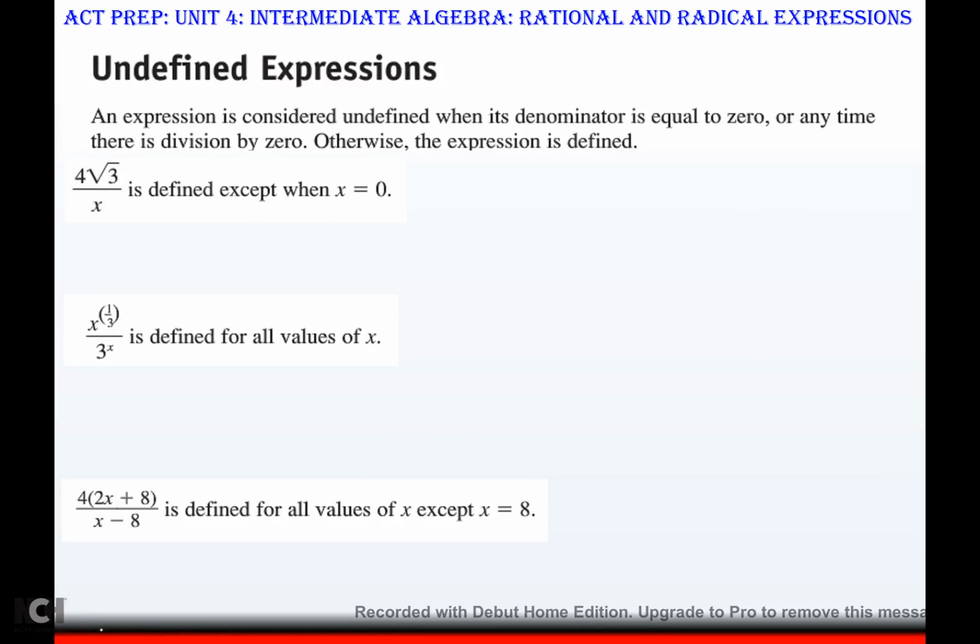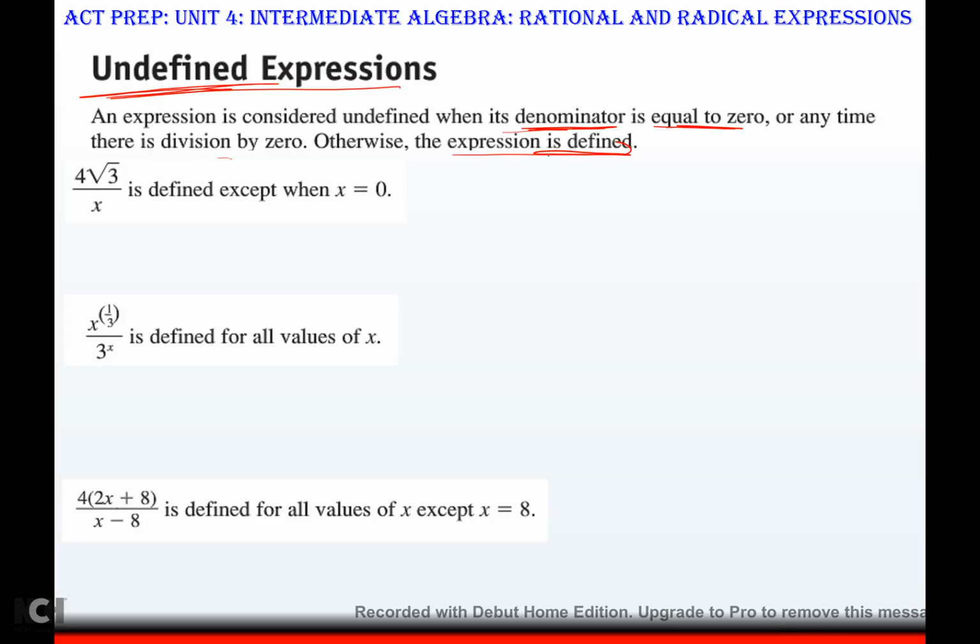Undefined expressions. Okay? This has to do with domain. And basically, any expression is considered undefined when its denominator is equal to 0, or anytime there's division by 0. Otherwise, the expression is defined, which isn't really true. When you have radicals, that creates some more drama, but apparently for this ACT prep, they don't consider those restrictions on a function. So even though I have a hard time ignoring those other restrictions, for this ACT, all they're worried about is anything that makes your denominator 0.